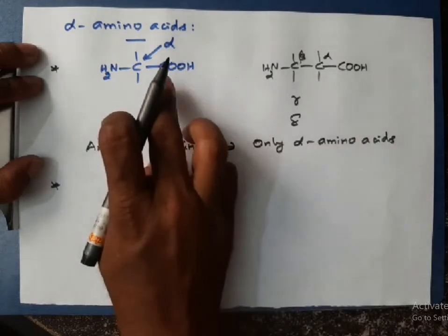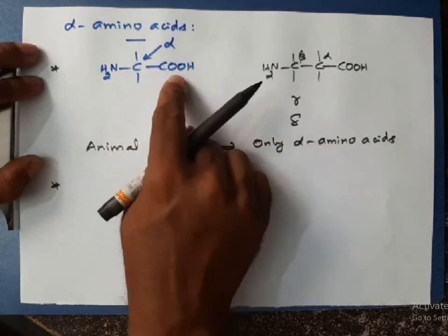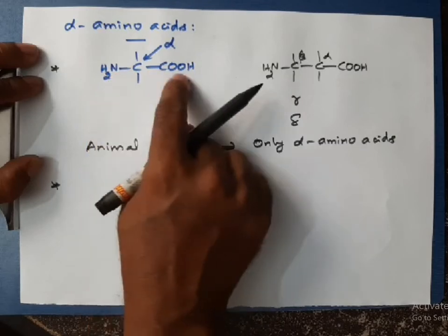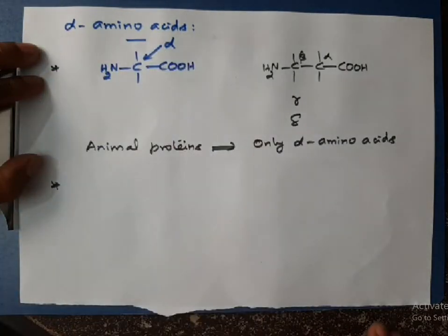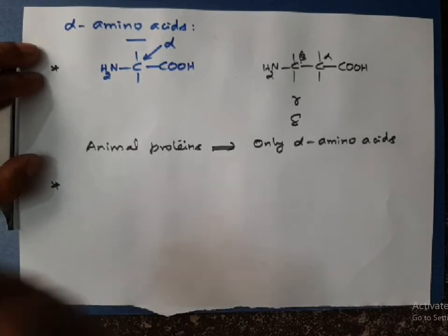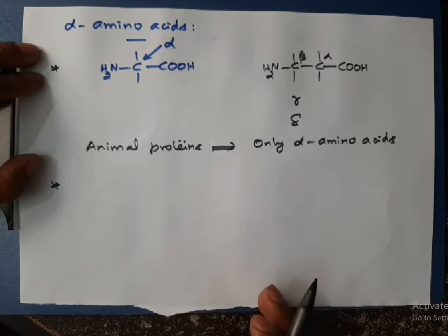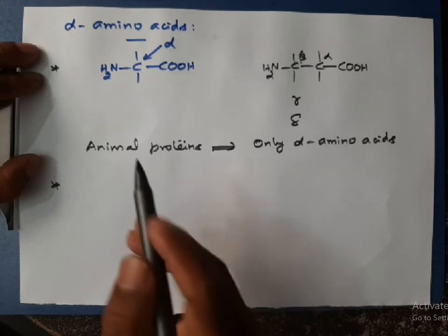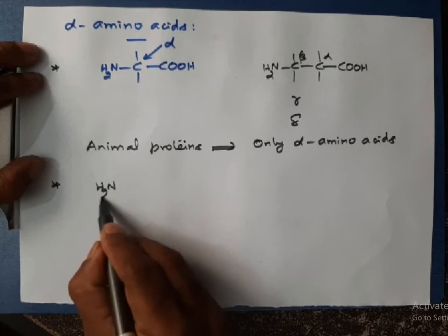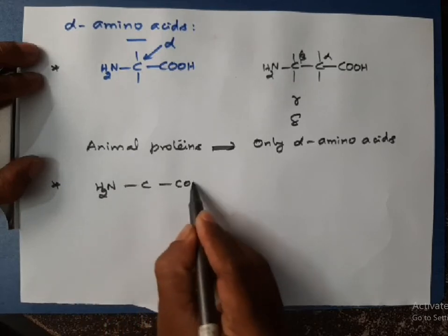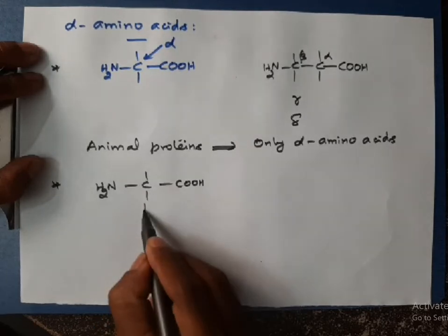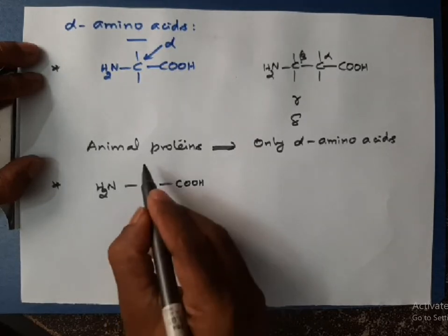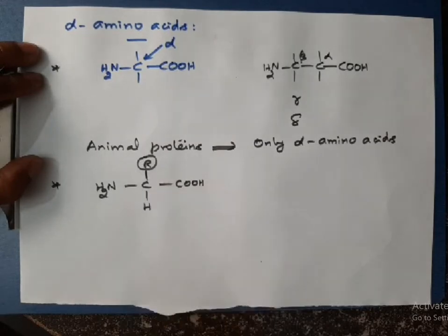So I have told you amino acids consist of an acid group and an amino group, both attached to the same carbon. We call that an alpha amino acid, right? In alpha amino acids we have plenty of varieties. Amino group and acid group are both attached to the same carbon atom. In this carbon, one group should be hydrogen, the other group should be some R group.